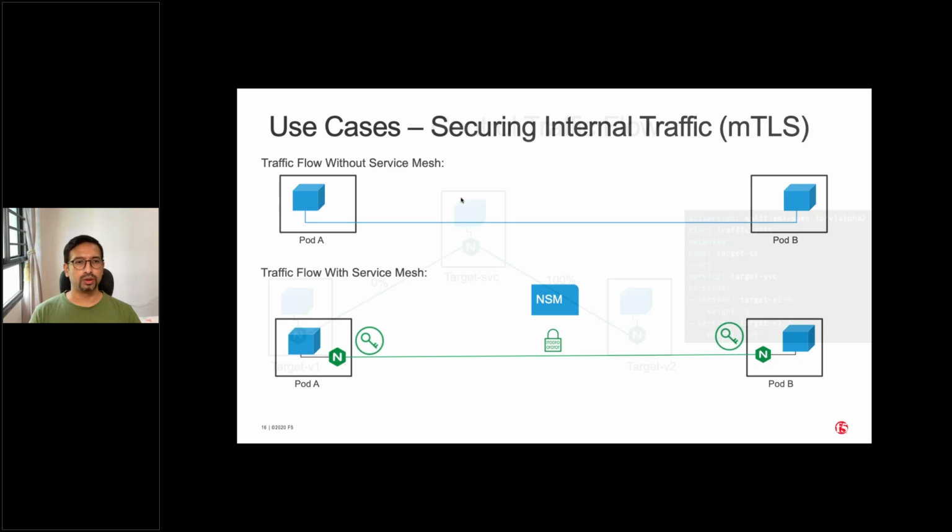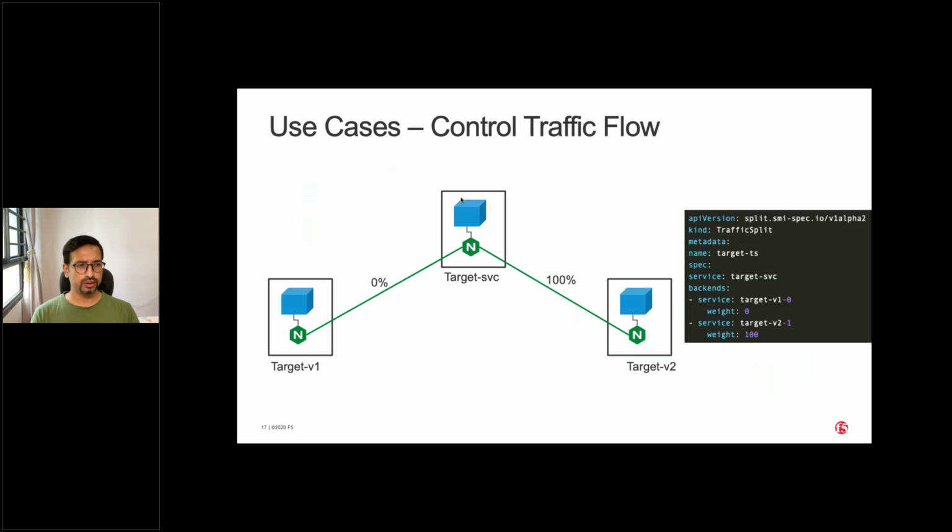Now, if we look at controlling the traffic, since this is NGINX Service Mesh, what I have is an SMI spec. SMI is the Service Mesh Interface. It's a standard specification on how to apply traffic policies. So what we have here is a certain percentage. What I defined here is 100% of traffic should go to this particular service, and 0% to this one. So whenever there is a connection, it's not going to go to target V1, it's going to go to target V2. So that's how the traffic flow happens with the sidecar proxy.